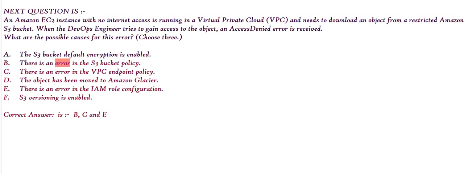B. There is an error in the S3 bucket policy. C. There is an error in the VPC endpoint policy. D. The object has been moved to Amazon Glacier. E. There is an error in the IAM role configuration. F. S3 versioning is enabled. Correct answer is B, C, and E.